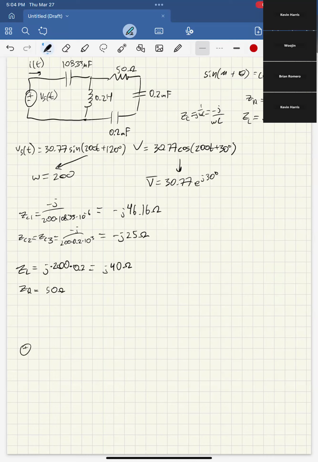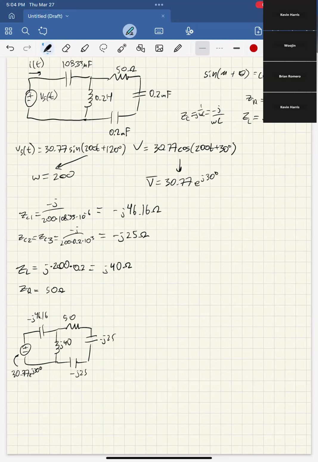If we redraw this circuit real quick, we can leave the components drawn as they are, or you could put them all as boxes. Sometimes they do that just to show that we're doing this in the frequency domain. But now we have 30.77 e to the j30. We got negative j 46.16, we got 50, we got negative j 25, we got negative j 25, and we got j 40.